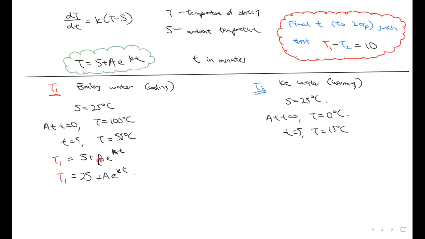We've got T1 equals this at the moment. So let's say I didn't know that. I would formally sub in this. So at T equals 0, capital T1 equals 100. So that means I'm going to get 100 equals 25 plus A e to the kt. So that's 0, which means 100 must equal 25 plus A, give me A equals 75.